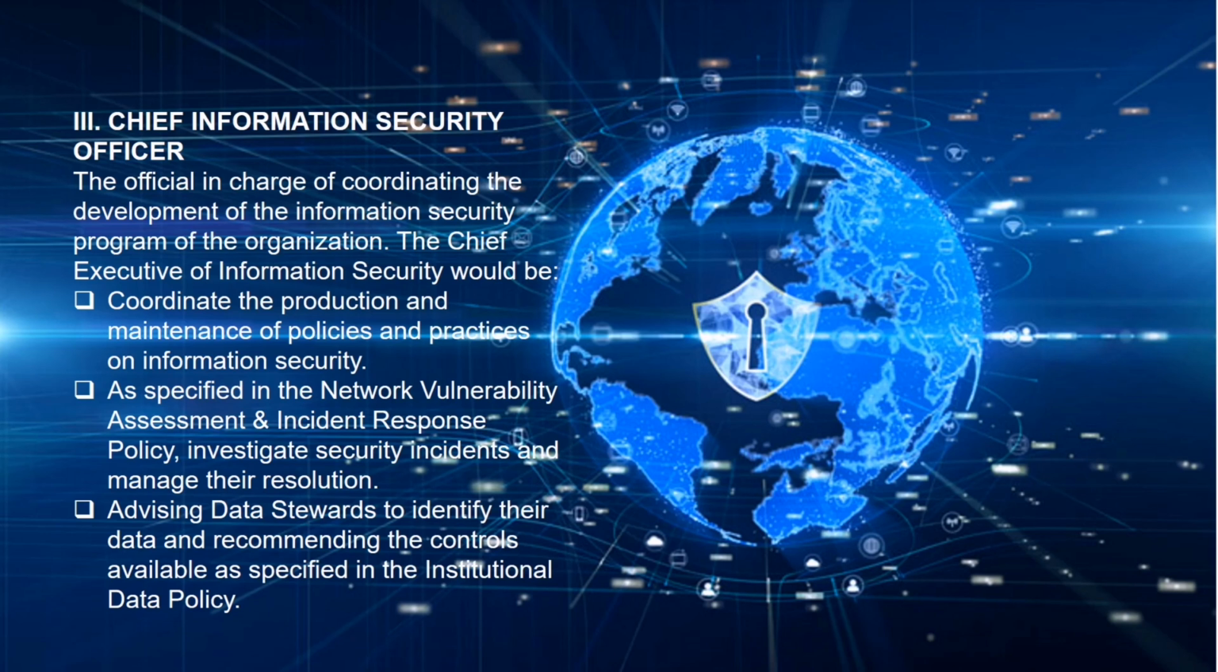And lastly, Chief Information Security Officer. The official in charge of coordinating the development of the information security program of the organization. The Chief Information Security Officer will coordinate the production and maintenance of policy and practice of information security as specified in the Network Vulnerability Assessment and Incident Response Policy, investigate security incidents and manage their resolution, and lastly, advise data stewards to identify their data and recommend the controls available as specified in the institutional data policy.